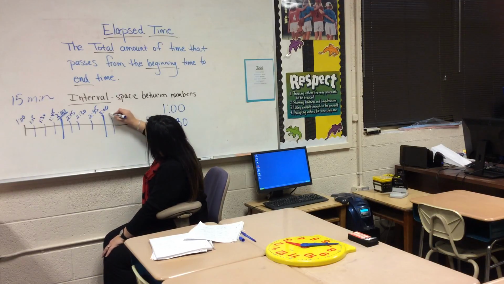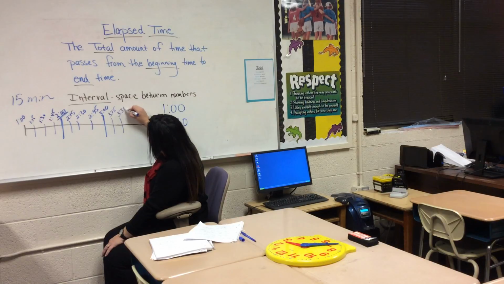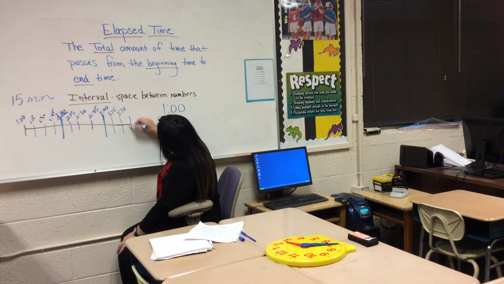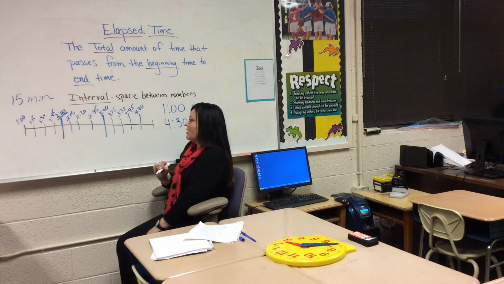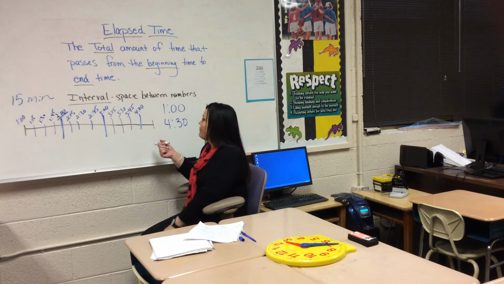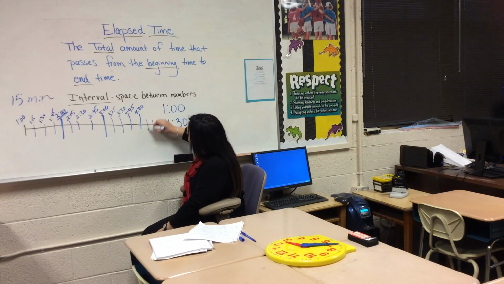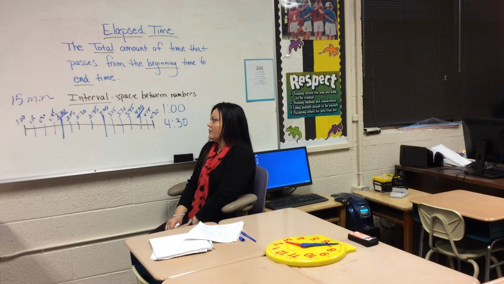So then we're going to do 3:15, 3:30, 3:45, 4 o'clock. Okay, I need to keep going a little bit, and that's okay if I didn't make my number line long enough. So that's 4 o'clock. Then we're going to do 4:15, 4:30. Okay, what did you notice there?